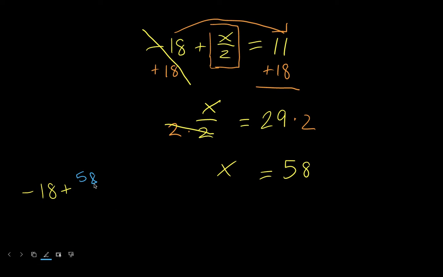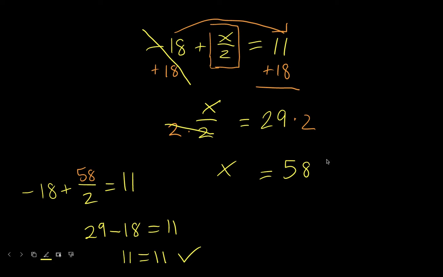Let me do that in the orange. 58 over 2. Let's check that. 58 divided by 2 is 29. And then we put that negative 18 there. Minus 18 is equal to 11. 29 minus 18 is 11. 11 is equal to 11. So we conclude that x is equal to 58.